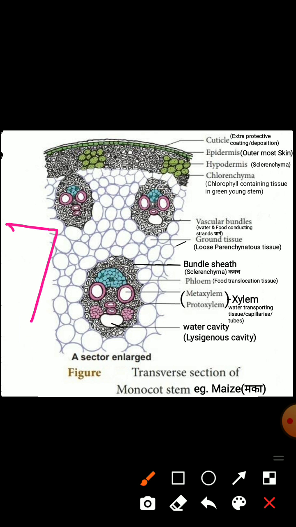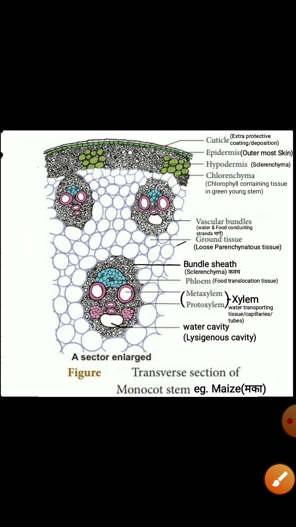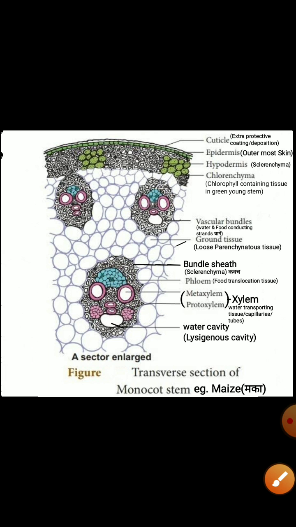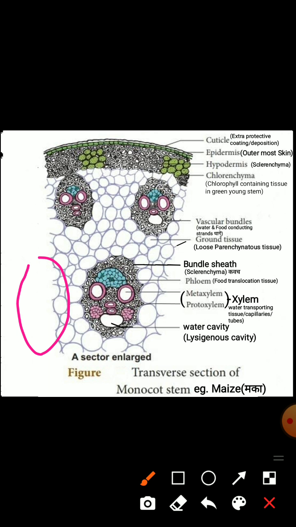Broader at the apex, tapered toward the base. But over here, these vascular bundles are oval in the outline. In the monocot stem, vascular bundles are oval, whereas in the dicot stem, they are wedge-shaped. Wedge means just like this. This is a wedge-like shape. Whereas in the monocot stem, they are oval in the outline. So this is the difference between dicot vascular bundle shape and monocot vascular bundle shape.